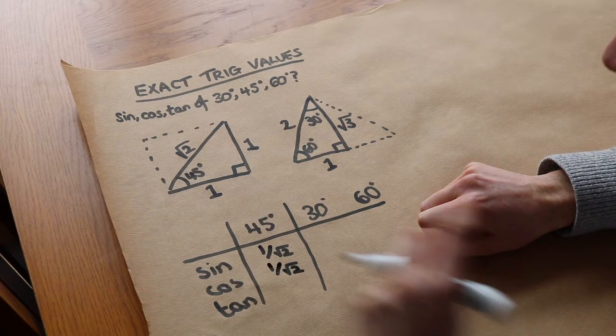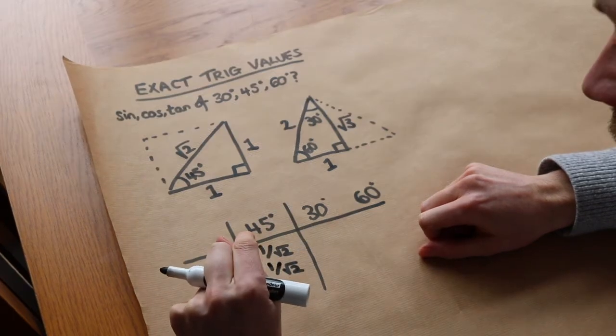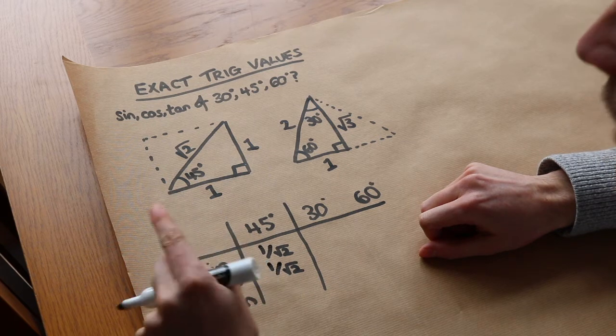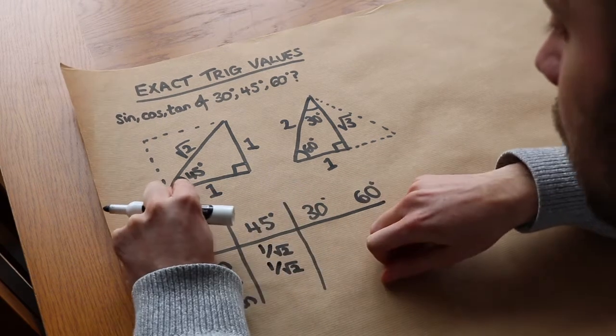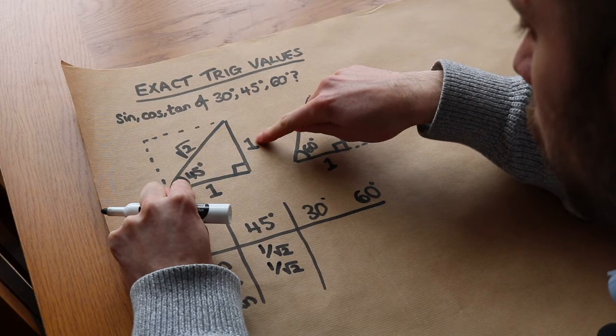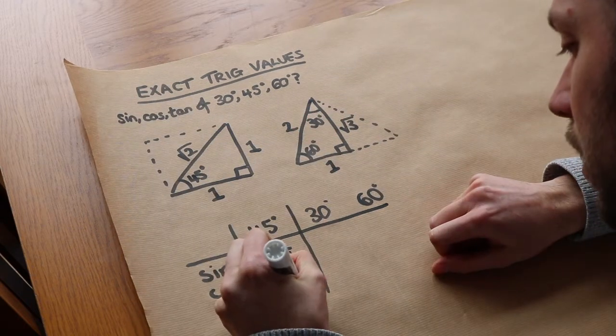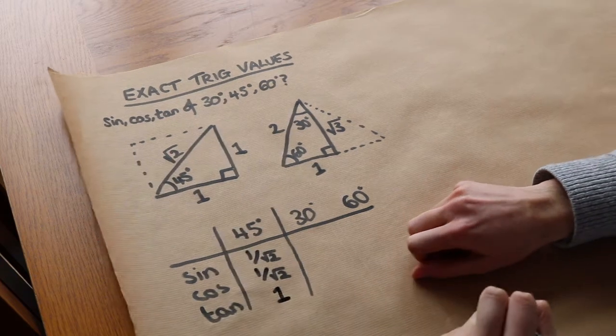And then finally, we've got tan of 45. Tan of 45 is opposite over adjacent. It's SOHCAHTOA. So tan of 45 is the opposite 1 over the adjacent 1. So it's just going to be 1. So tan of 45 is 1.